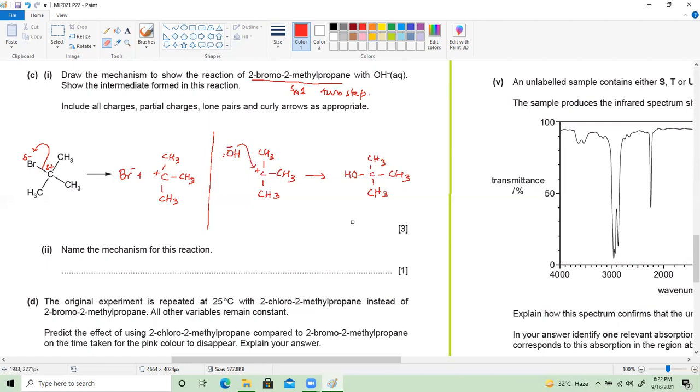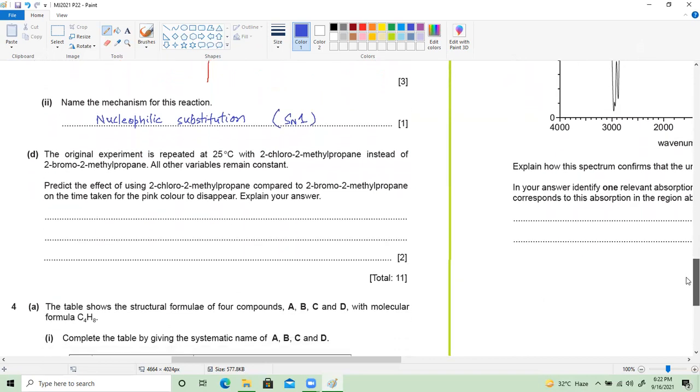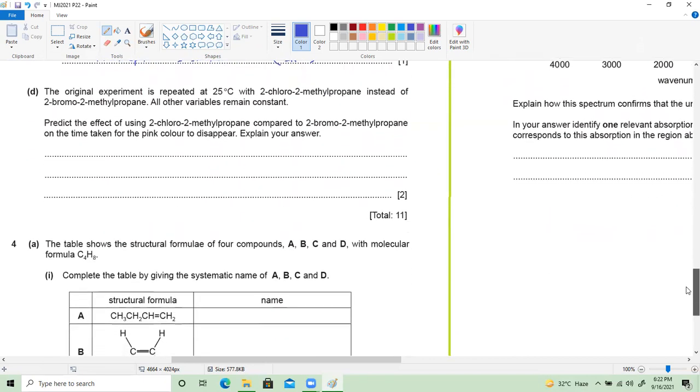Name the mechanism for this reaction. What is it? Nucleophilic substitution reaction. Nucleophilic substitution, or you can also say it's SN1 mechanism. Nucleophilic substitution, unimolecular. Next is part D.